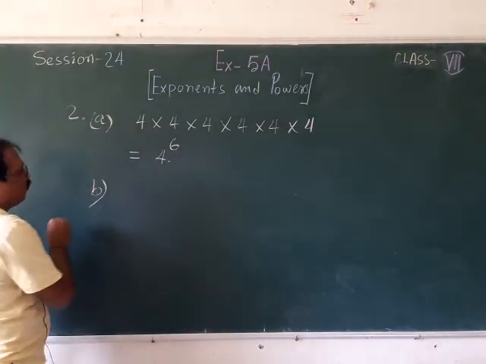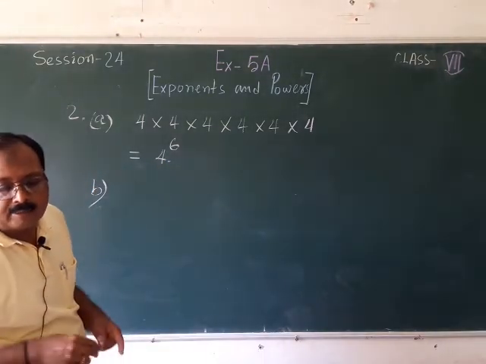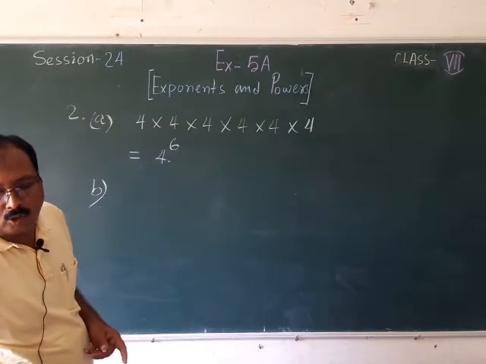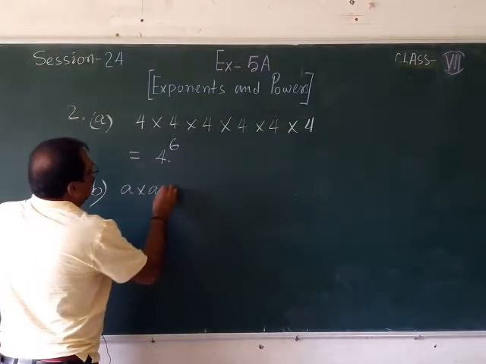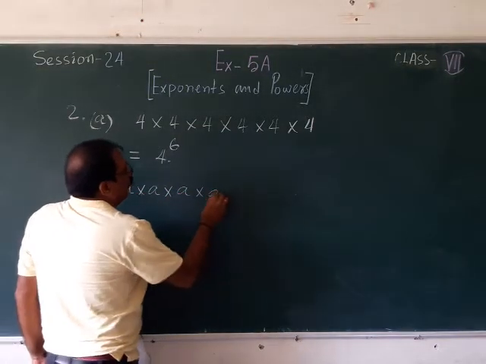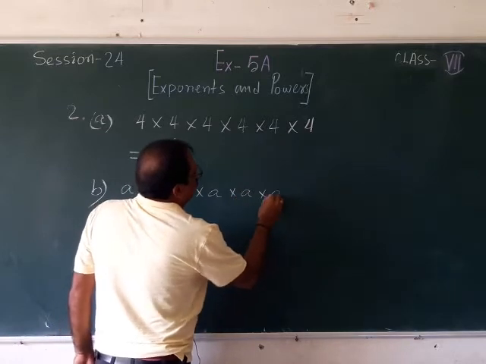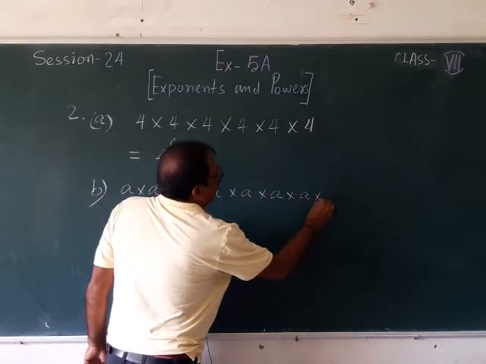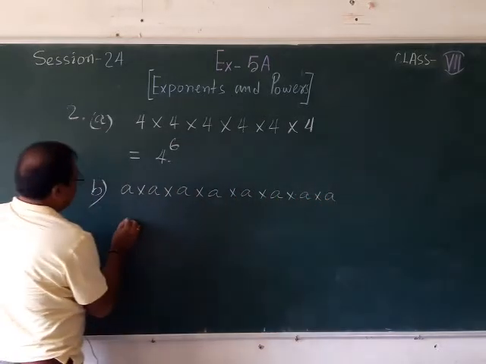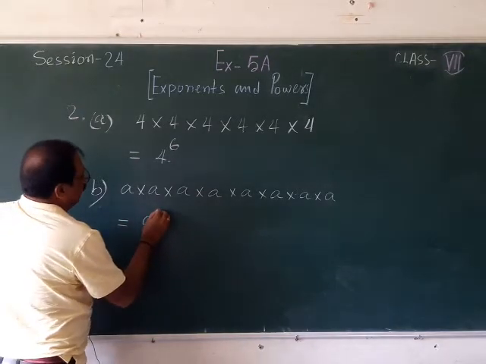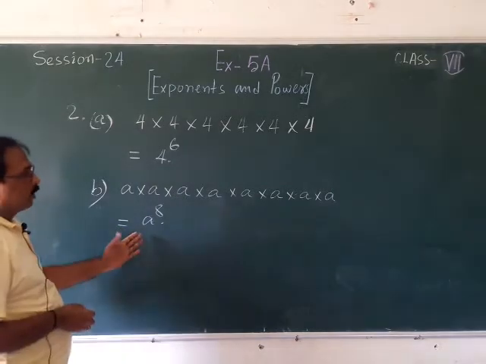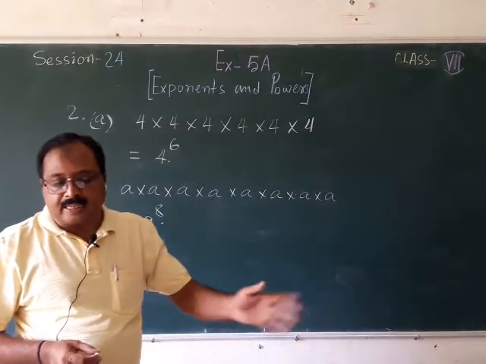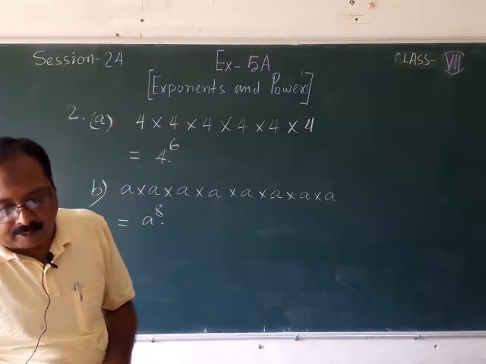In B number, what is written? A. How many times is A written? Just count: 1, 2, 3, 4, 5, 6, 7, 8 times A is written. So I can write it as A to the power 8, and that is the exponential form of this. So like that you can write this number.